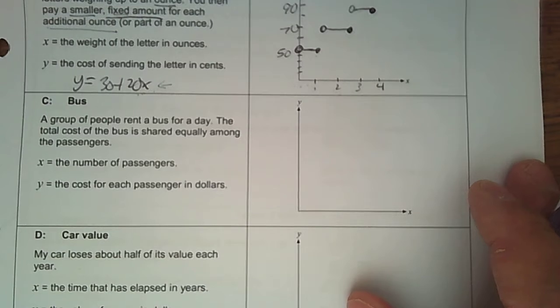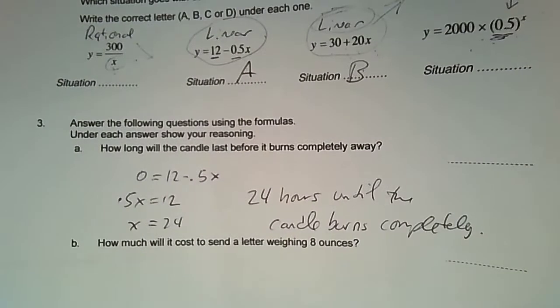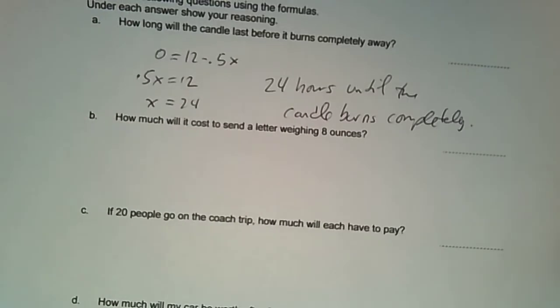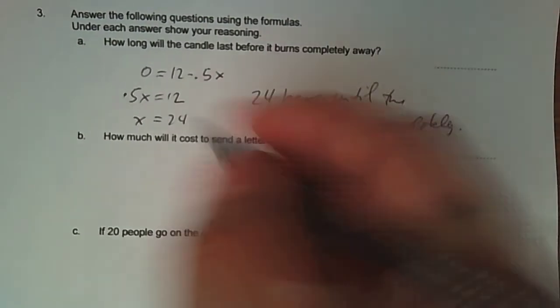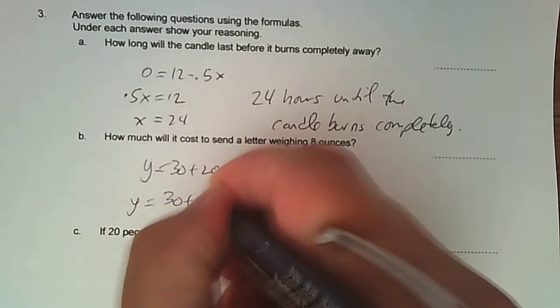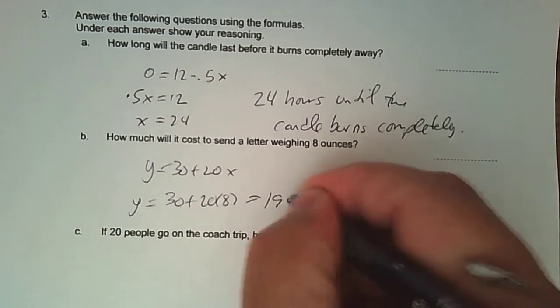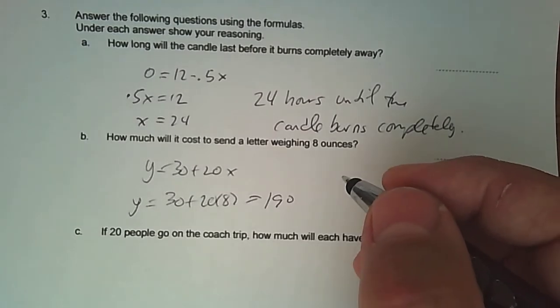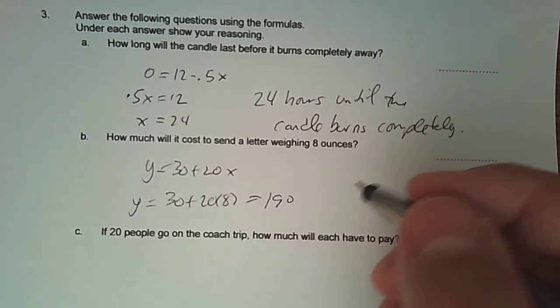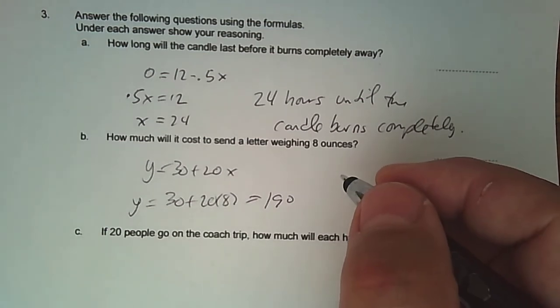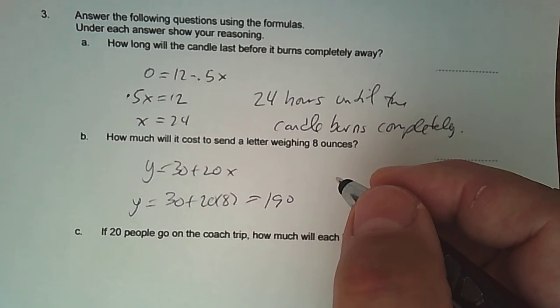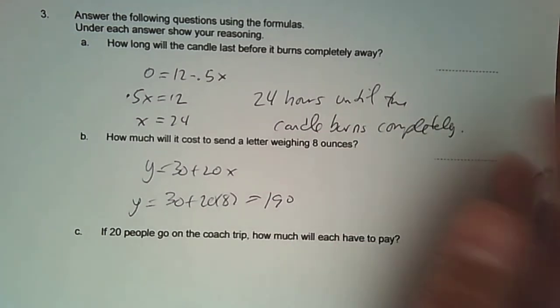All right, part C. So, let me go back and answer the question they have to do with a letter. So it says, how much will a letter weighing 8 ounces cost? So if we take our model, y equals 30 plus 20x, and then plug in 8 ounces, that's 160 plus 30, so it's 190. Remember, this is in, what is it? It's in cents. That's 190 cents.